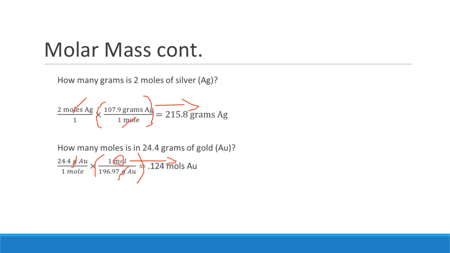So 24.4 grams of gold, that's probably a pretty decent amount of gold, but if you had a 24.4 gram bracelet of gold, and you just know it's all pure, whatever, 24 karat gold, and it's 24.4 grams, you technically have 0.124 moles of gold, as long as it's pure. I'm not a jeweler, so I don't know how pure a gold bracelet actually is, but you understand the concept.